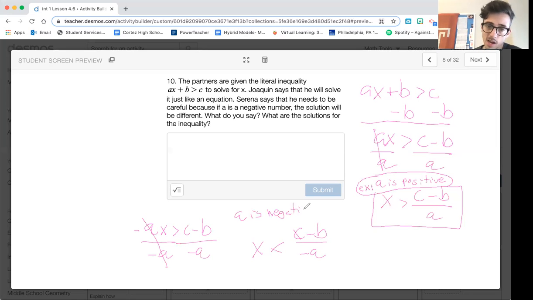It makes sense to me. I think the solutions for the inequality are slightly different. If a is negative, we're looking for x values less than this fraction because this whole fraction is now negative. Whereas if a is positive, we're looking for x values greater than all of this. Hope that helps.